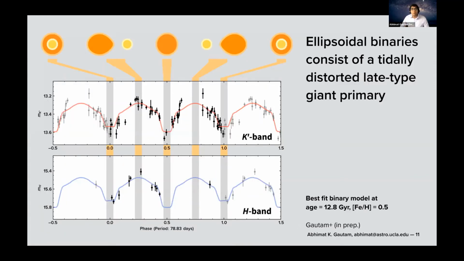So what is an ellipsoidal binary? Ellipsoidal binaries consist of a late type giant star that is being tidally distorted by an orbiting companion. So that's shown in this cartoon that I've drawn on this slide. And shown below is one of the binary models that I've made to help model the light curve that we observe for this star, in both K-band and H-band.